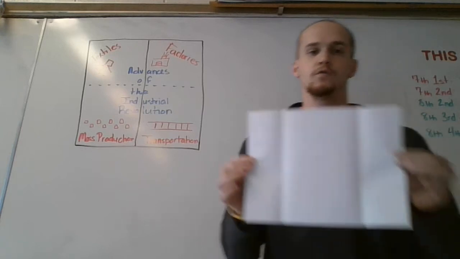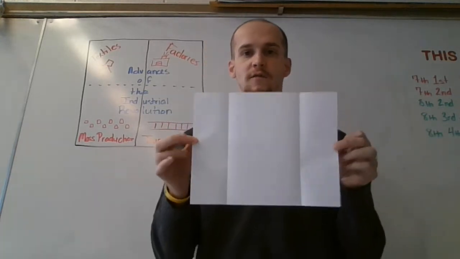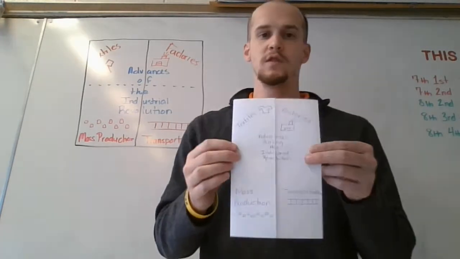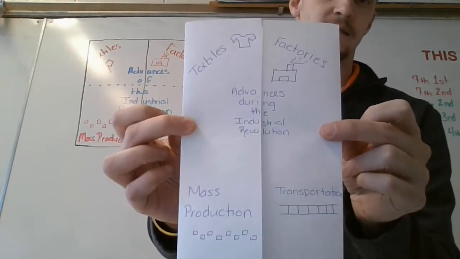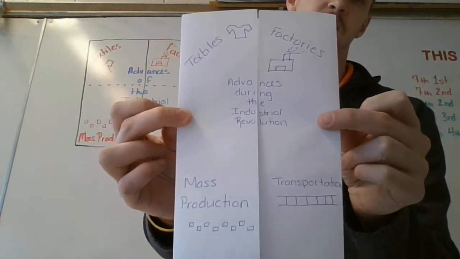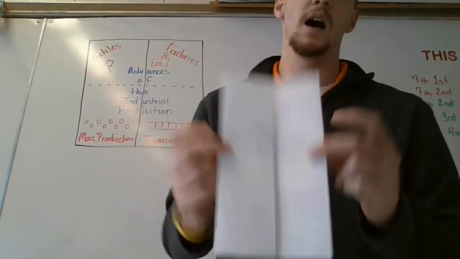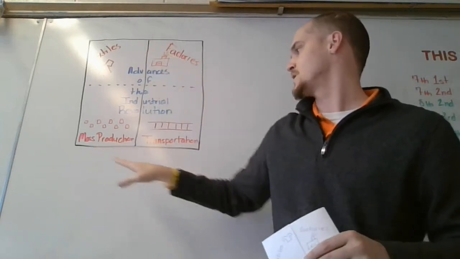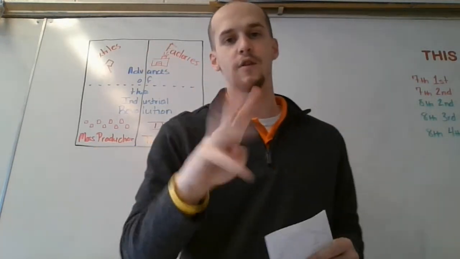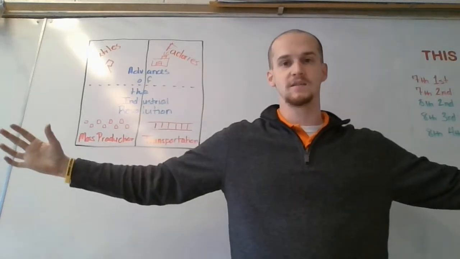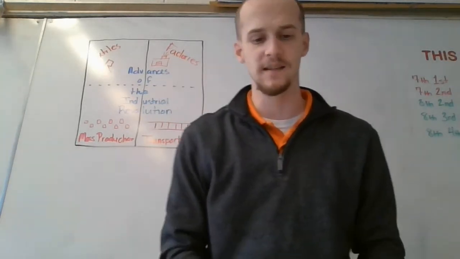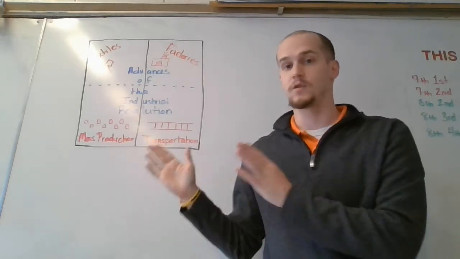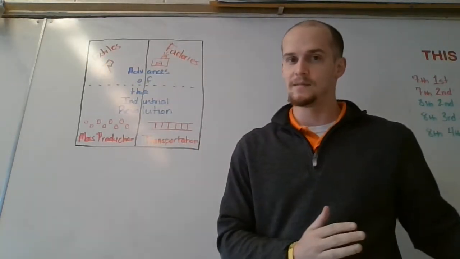So what you're going to want to do, take your piece of paper, whatever you're creating your foldable on, take the outsides, fold them to meet in the middle. You will get a picture of this on your Canvas page so you can see what the front is supposed to look like. But we're going to be looking at textiles, factories, mass production, transportation, four things that you saw major advancements in during the Industrial Revolution, all of which had major implications on the world then and today.